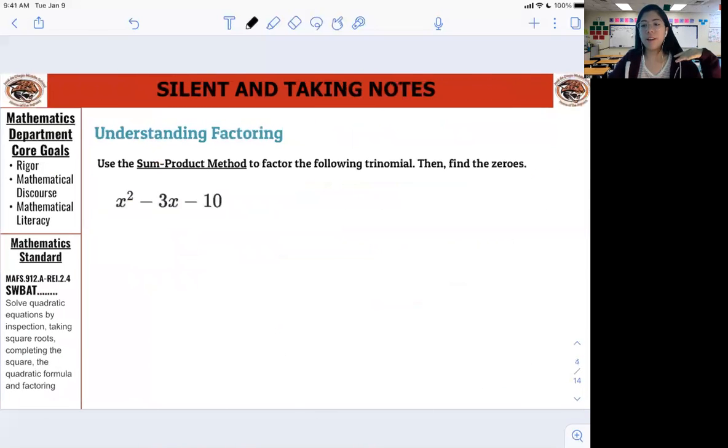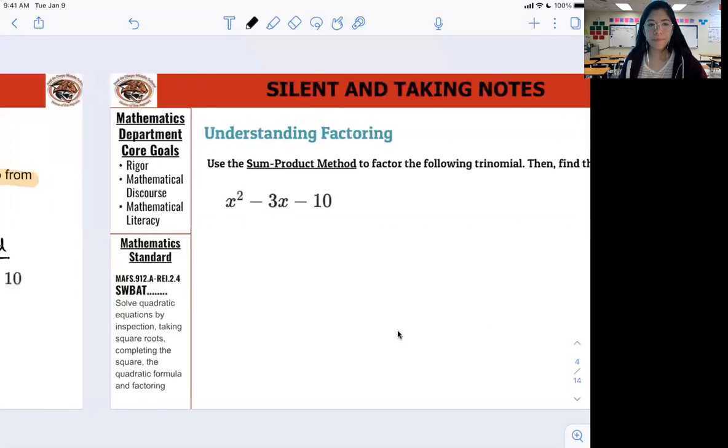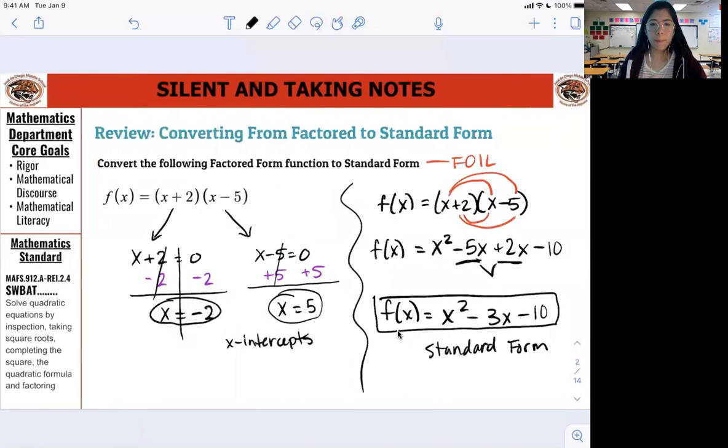So now we're going to learn how to actually factor. And the most important thing to remember while we do this is that factoring is the opposite of foiling. So when you factor, you're going to think about, well, what happens when you FOIL? Let's go back for a moment. When we FOIL, there's something that's a little bit interesting about the numbers in the middle, okay? So notice, I have a 2 and I have a negative 5.